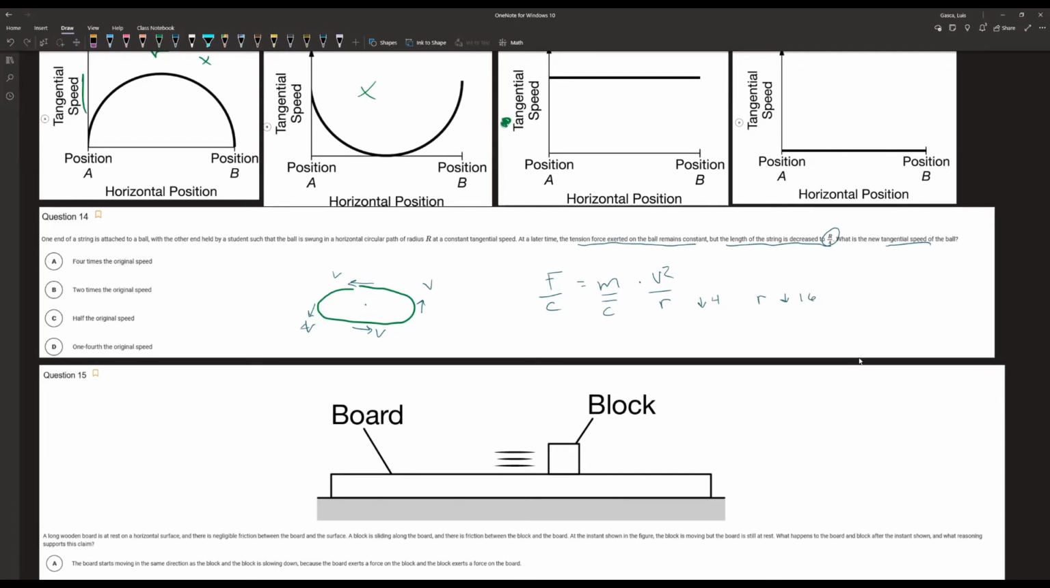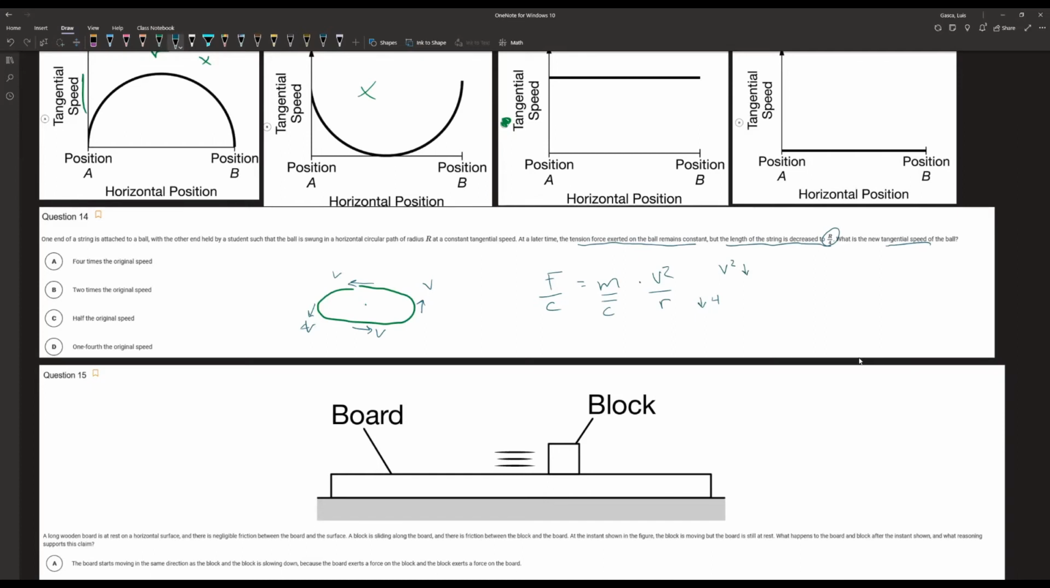I am probably starting to get tired. That is a really bad mistake. So it's V squared over R, and R is going to go down by 4. Well, if the force is going to remain constant, that means that V squared also has to go down by a factor of 4. Let me make sure that makes sense.